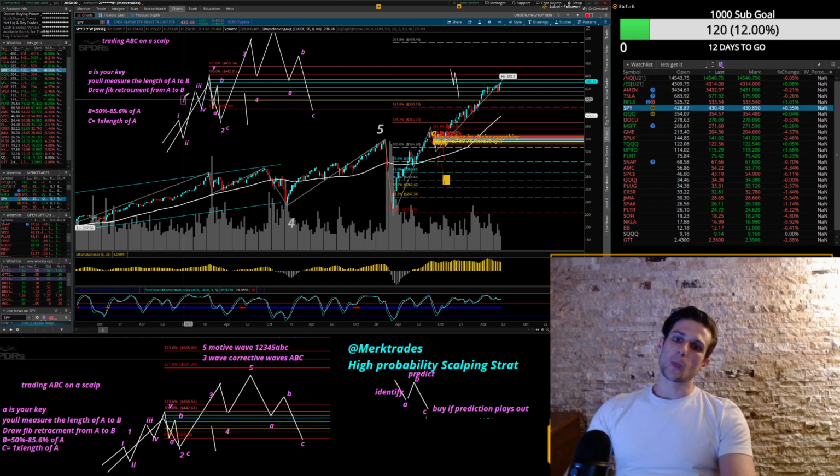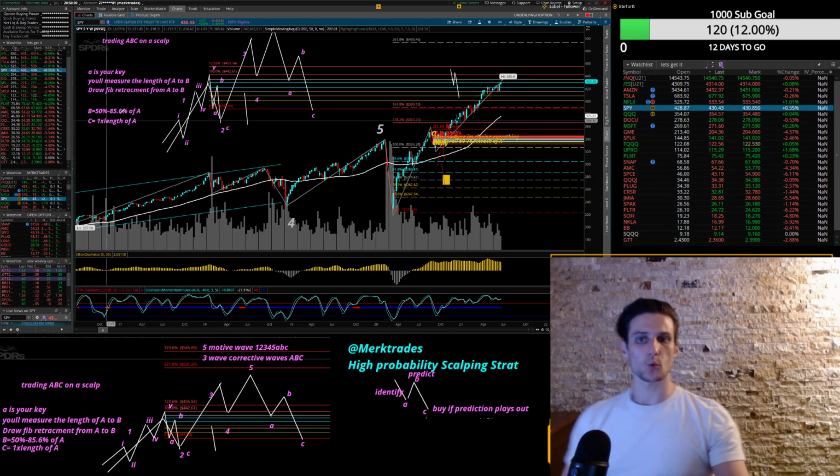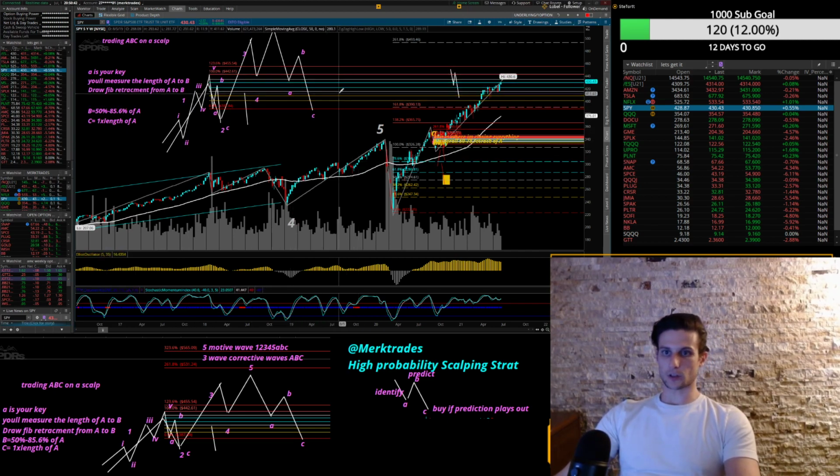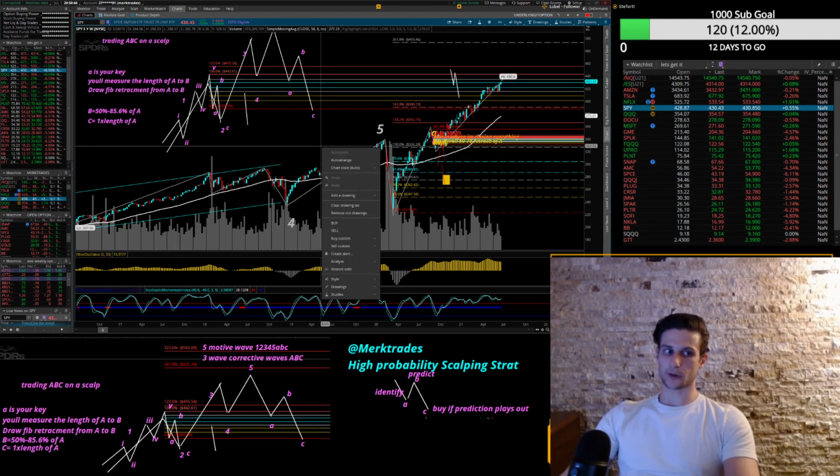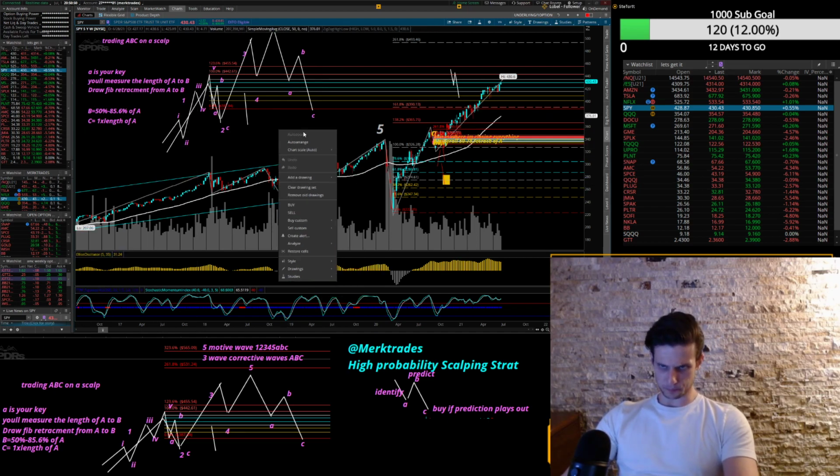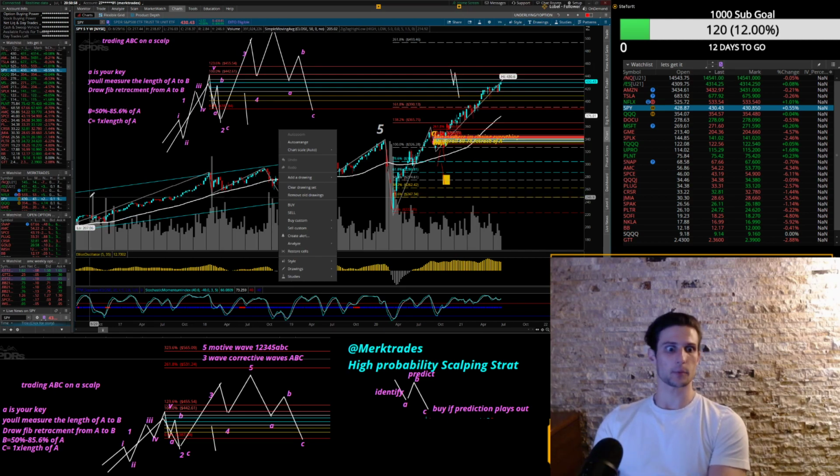So this is 1, 2, 3, 4, 5, but it's also filled. It's a fractal, so it's like a Russian doll. So 1, 2, 3, 4, 5, A, B, C, and on the bigger count, it would just look like 1, 2, 3, 4, 5, A, B, C, and then you can add smaller waves as you go down. But essentially, the more accurate you are with your predictions over the long term, the better your probabilities are.